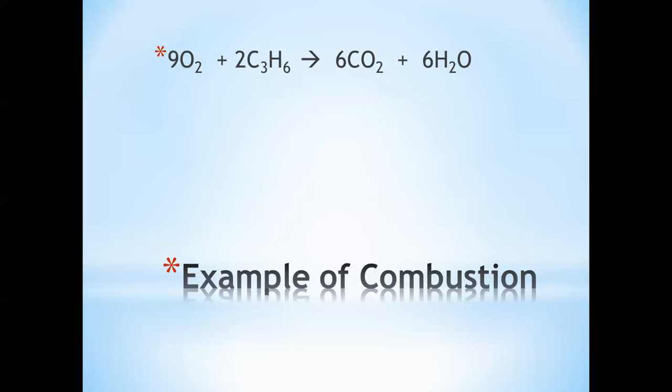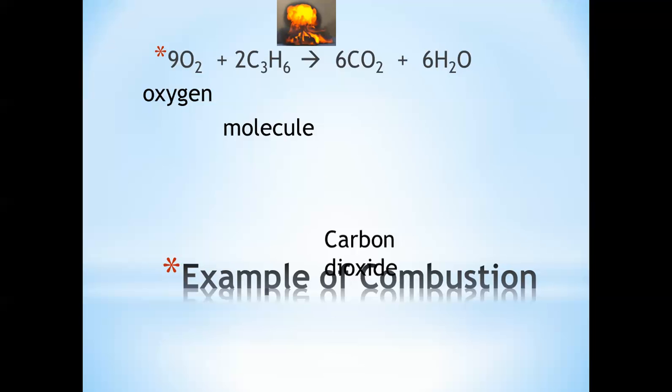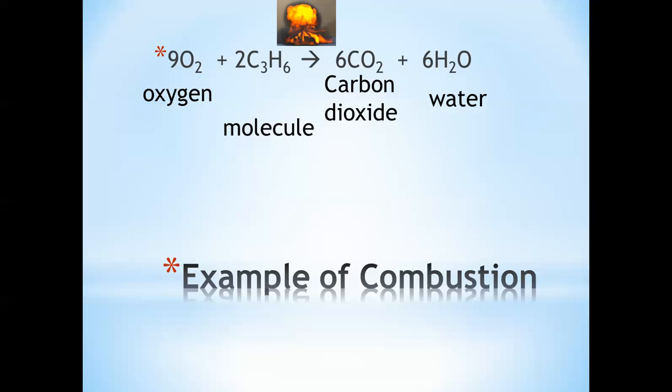In this example, you can see that oxygen is a reactant along with another molecule. These 2 molecules combust to form the products carbon dioxide and water. The key things to remember when trying to identify a combustion reaction are to look for oxygen on the reactant side of the equation and both carbon dioxide and water on the product side of the equation.